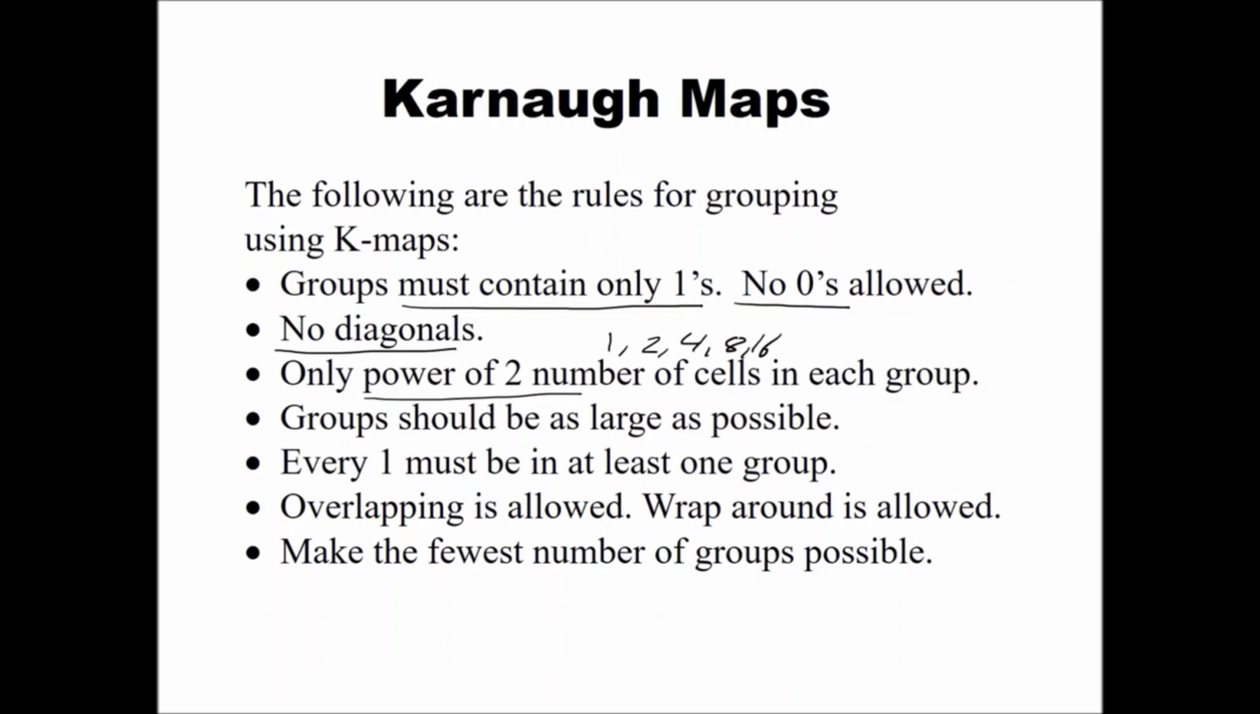You get the idea. You want to make your groups as big as possible. You have to circle every single one. You're not allowed to have a one not grouped. You're allowed to overlap, as you know. And you want to make the fewest number of groups you possibly can, because that's how you're going to end up with the simplest Boolean expression. And that's it.